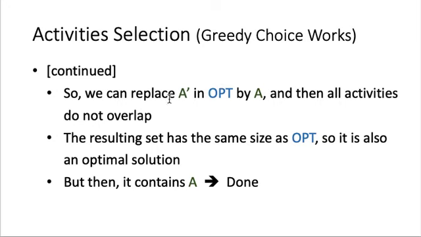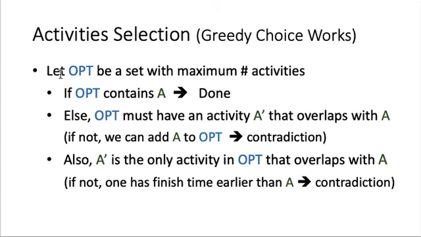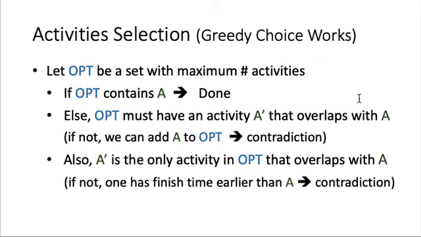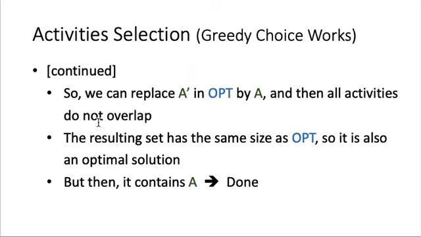So we will have the same activities, not overlapping with each other, and with the same number of activities as opt. So what does that mean? This is another optimal solution. And suddenly, this optimal solution that we have just derived will now contain A. And this gives our purpose, because previously we wanted what? We wanted to show that some optimal solution will select A. So here, even though we start with opt that does not select A, in the end we have proven that some certain optimal solution contains A.